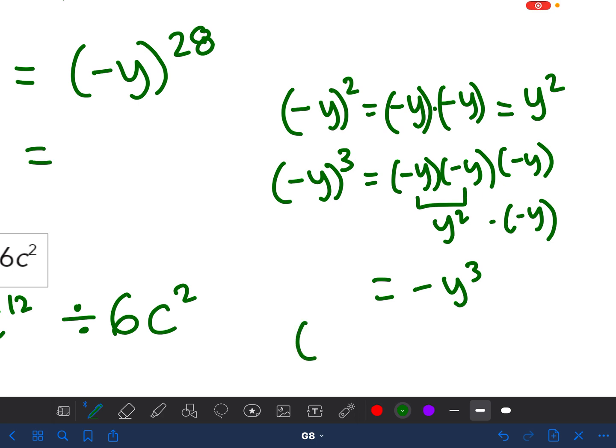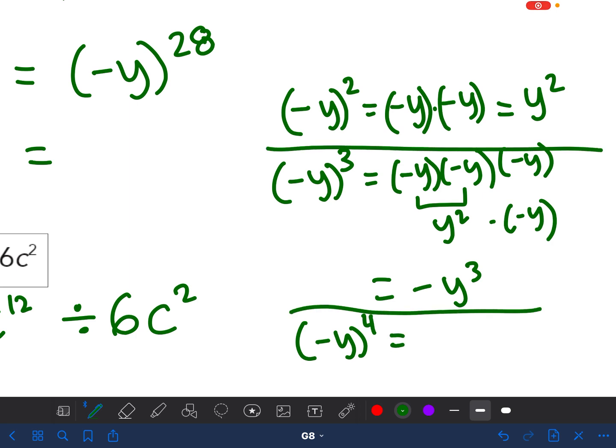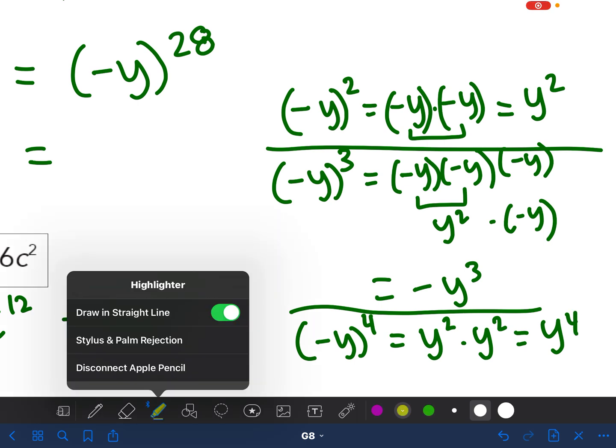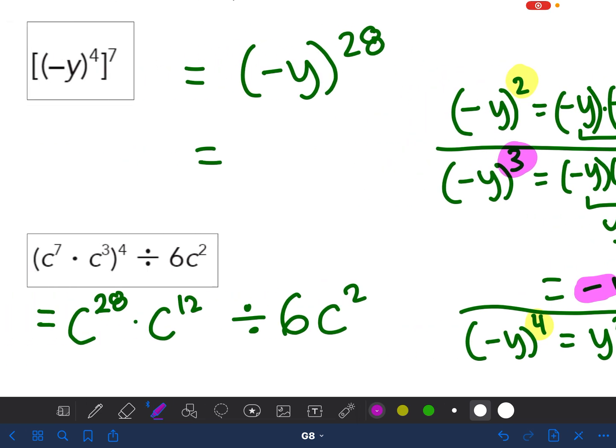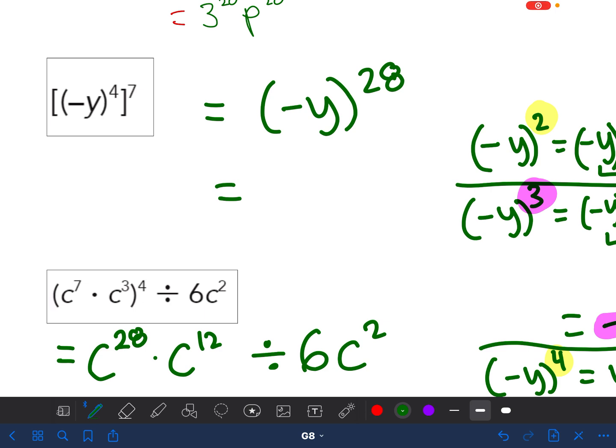So if you do that to the power of 4, we know that negative y times negative y squared, multiply that by y squared. So notice the pattern. If the exponent is even, it will be positive. But if the exponent is odd, it will be negative, because the number of negatives there is odd. So in this case, negative y to the power of 28, if you simplify it, will be y to the power of 28.